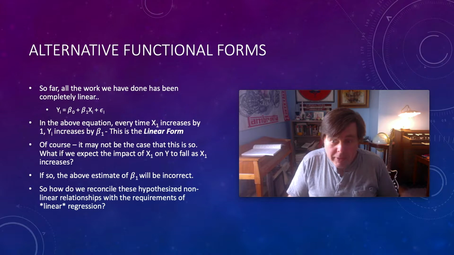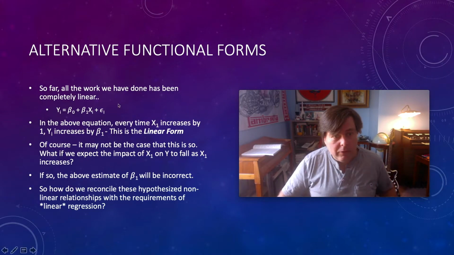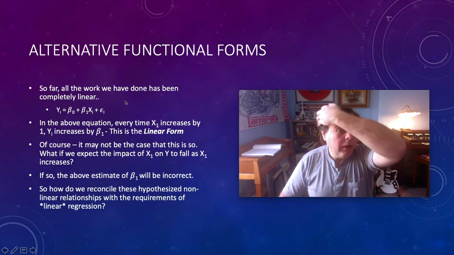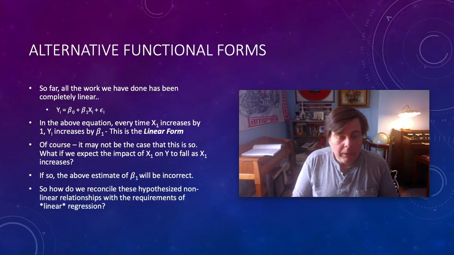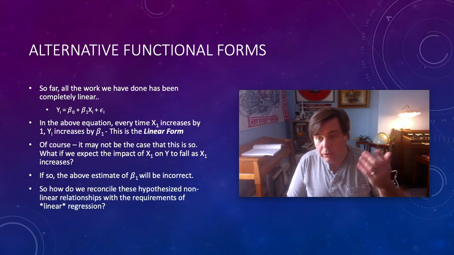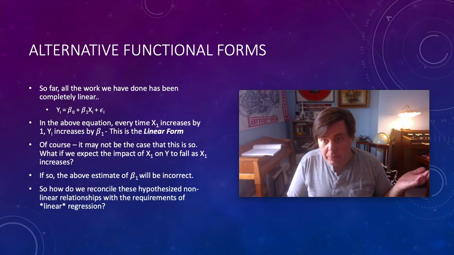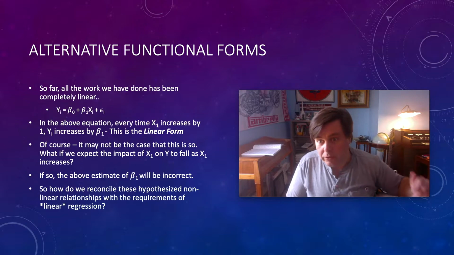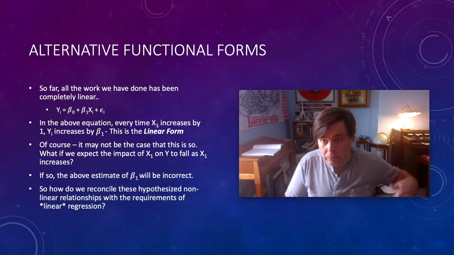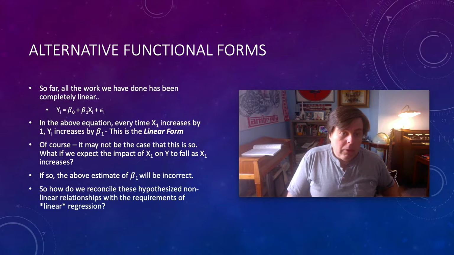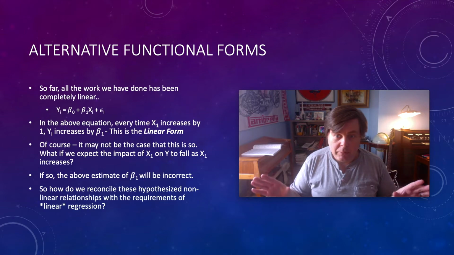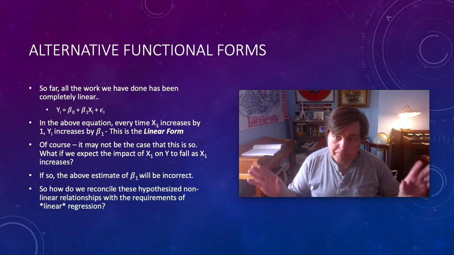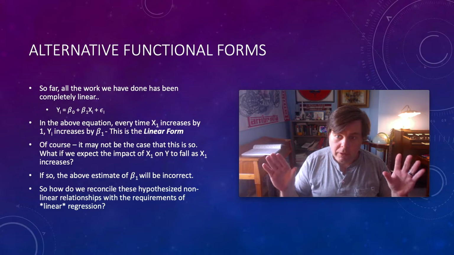Well, if that's the case and we're using this simple linear form, then our estimate of beta 1 is going to be incorrect, right? So how is it going to be incorrect? Well, in that case, we're going to underestimate the value of the first bathroom, and we're going to overestimate the value of the fourth, fifth, and sixth bathroom. Okay, so when that's the case, how do we sort of fix this? How do we make our hypothesized relationship meet that expectation?